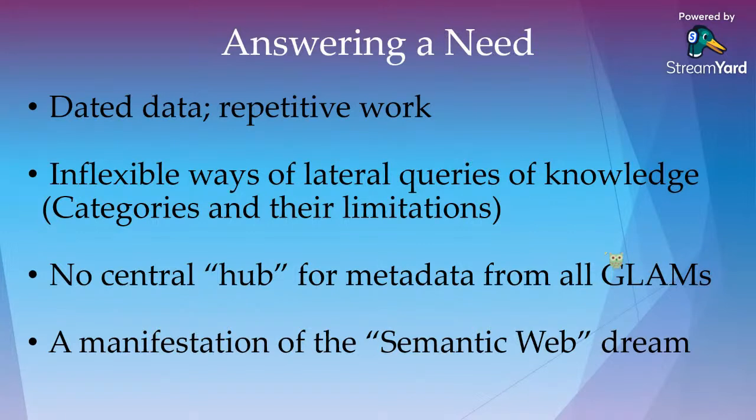So we have one issue, or one need, that prompted Wikidata: this inflexible way to query the knowledge that is inside Wikipedia, which is frustrating, right? Because we know it's there, we just can't access it easily. The first point, which I skipped because I jumped into the categories, but I want to go back to it, is data itself and repetitive work that volunteers around the world need to do on Wikipedia.